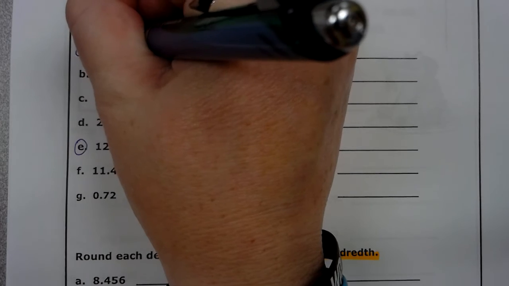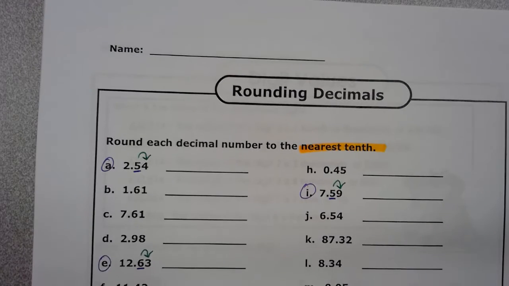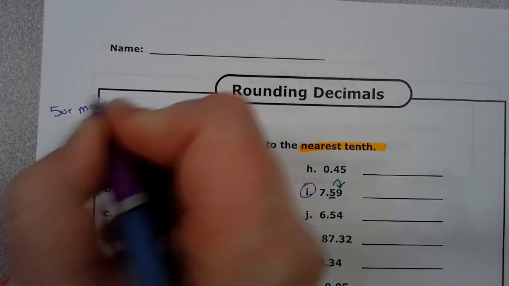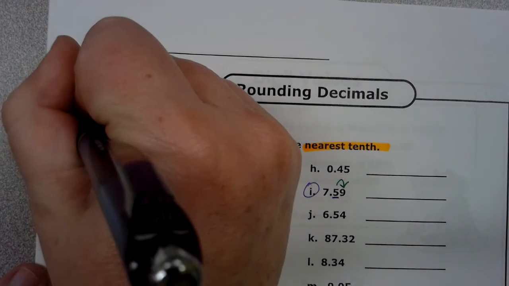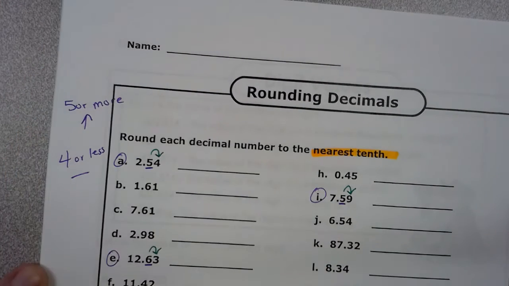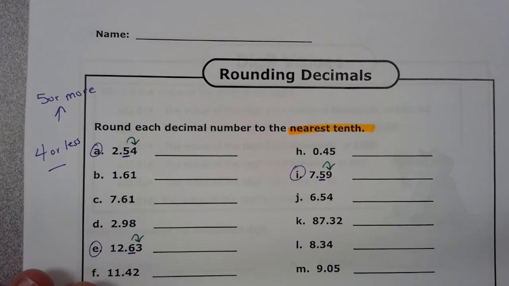Now, the next thing we have to do is we have to look to the number in the hundredths place. Now remember, if that number is 5 or more, you raise the score. That means the number bumps up. If it's 4 or less, it stays the same. Nothing happens to it. Okay?